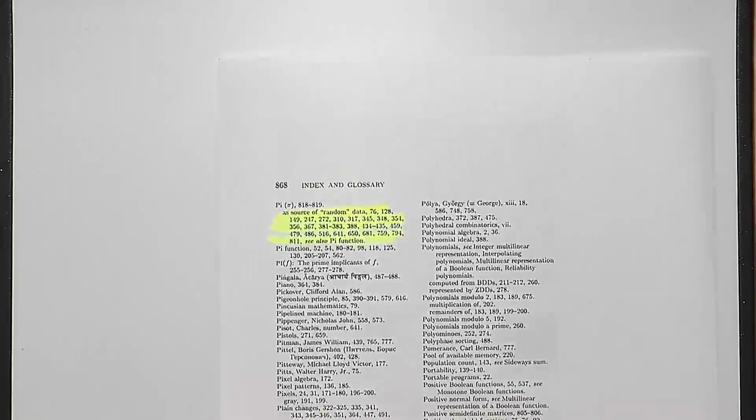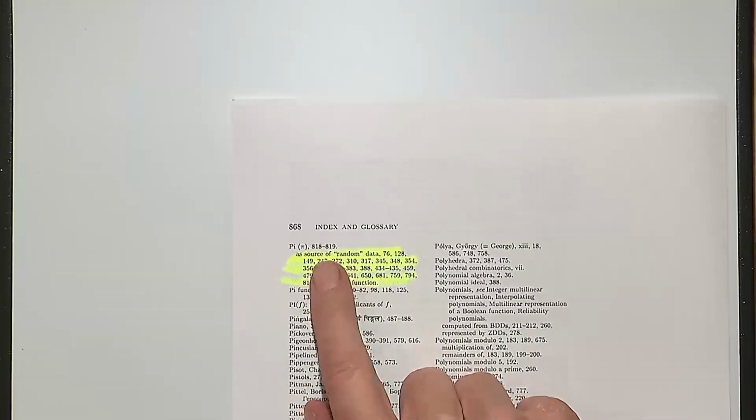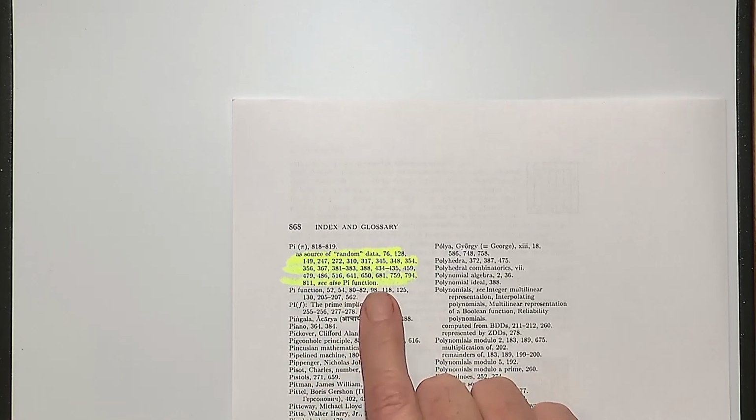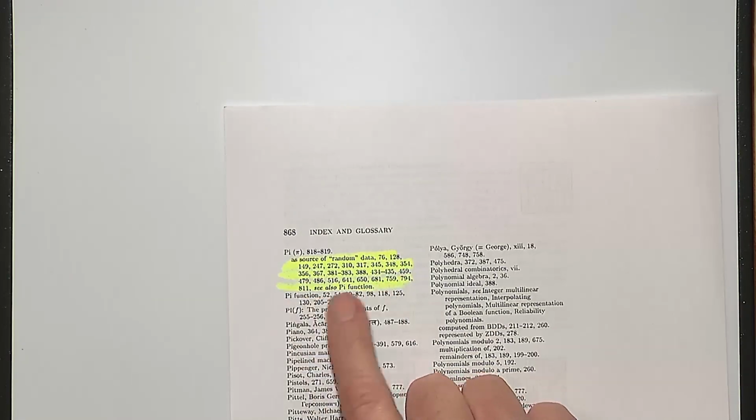So that happened 18 times in volume 2, and it happened 5 times in volume 3, and it happened 30 times in volume 4A. Now, how do I know this? Well, you can look in the index to the book. So if you look in the index of the book, you will see, well, I think I have a picture of it here. This is from volume 4A. So it'll say pi, as source of quote random unquote data, and then it gives these 30 references and says see also pi function.